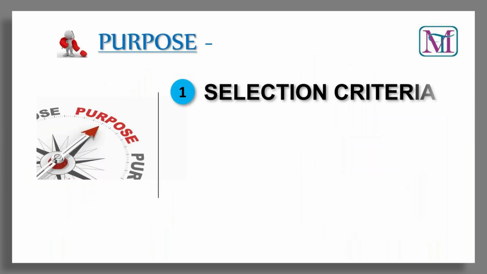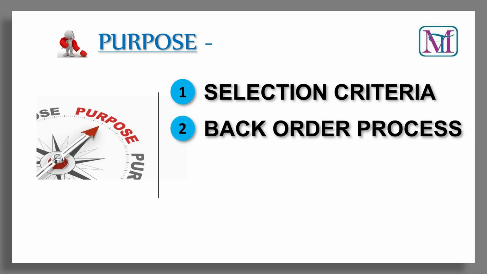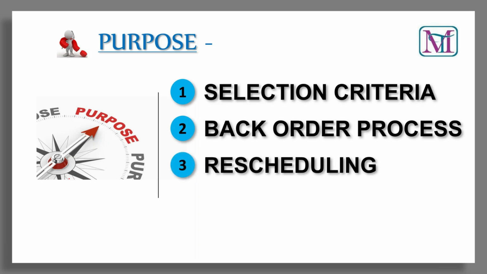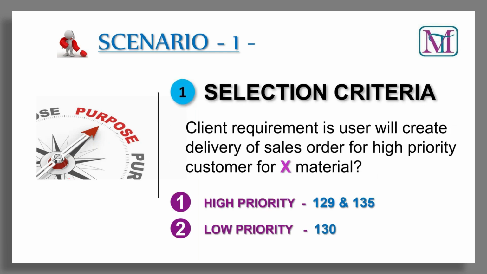Then what is the purpose of delivery priority? The first purpose is selection criteria. Then second is back order process. And third one is rescheduling. So now we'll check one by one. Selection criteria. So what is selection criteria? This is a real-time client requirement.